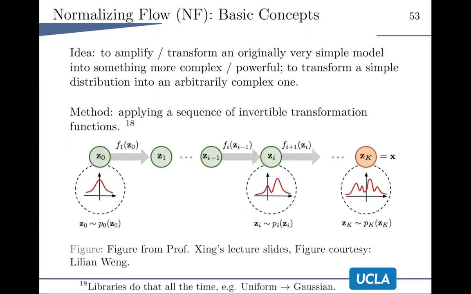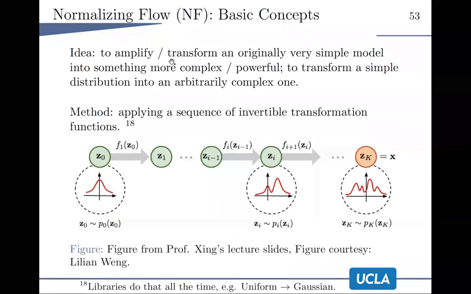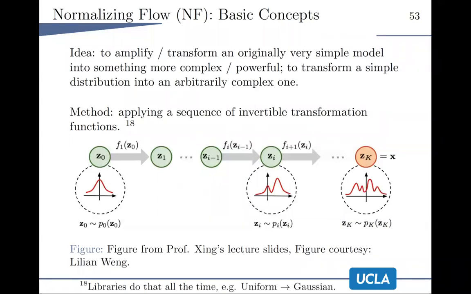And another interesting and somewhat related application of generative networks is what we call the normalizing flow. The basic concept of the normalizing flow is to transform a very simple distribution into something that is more complex, and more complex always means more powerful. So we are trying to transform something that's way too simple into something that's complex enough.